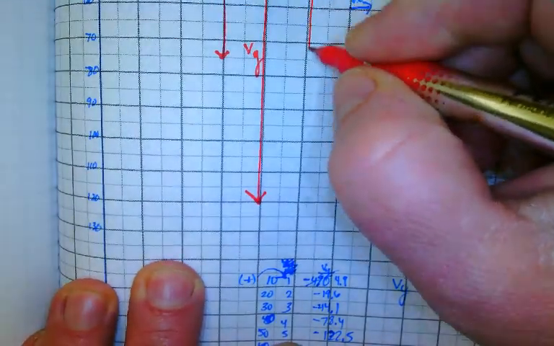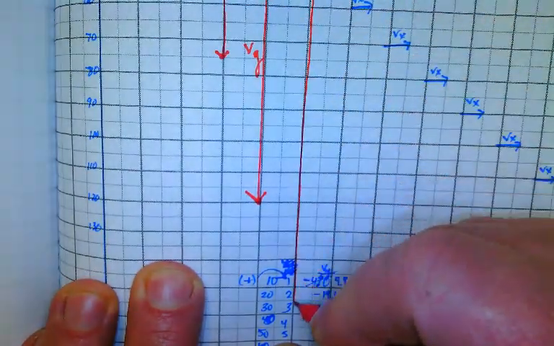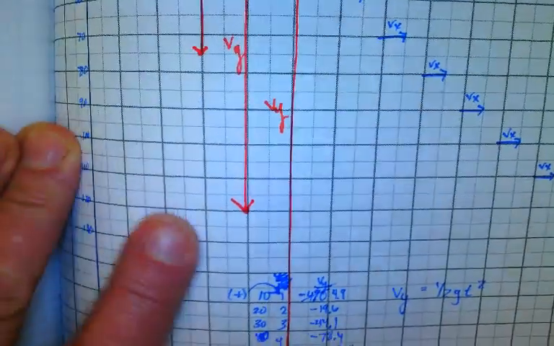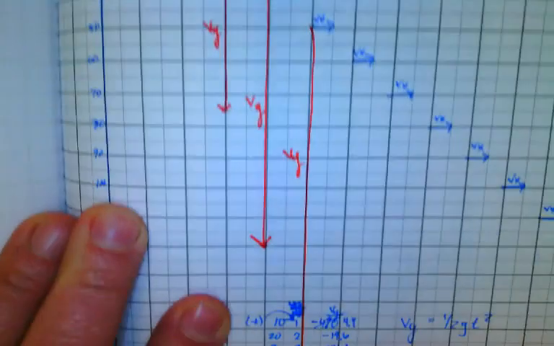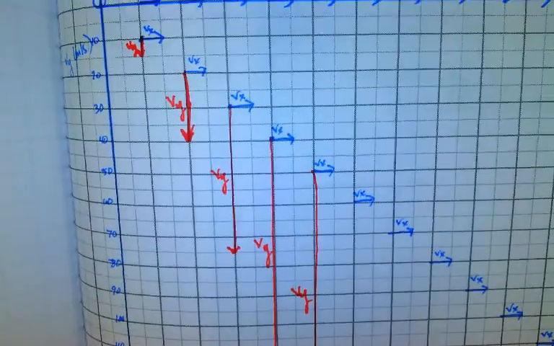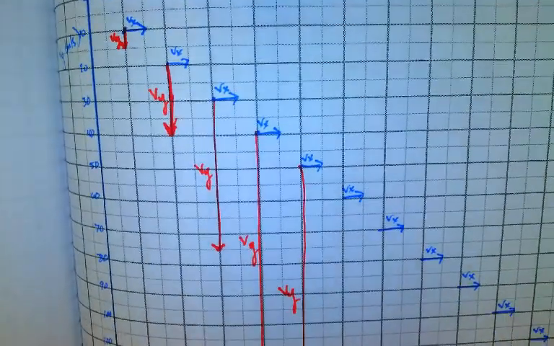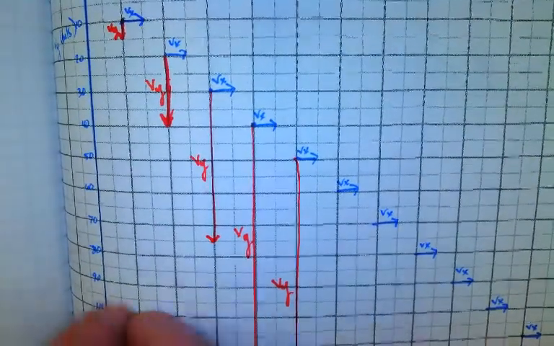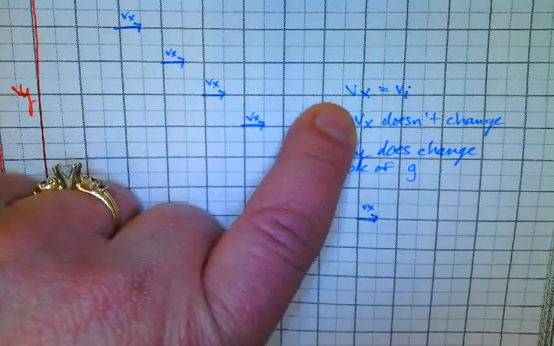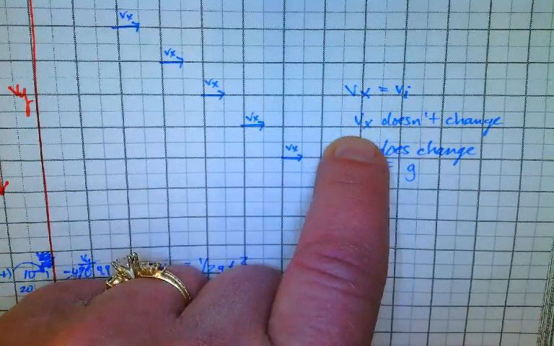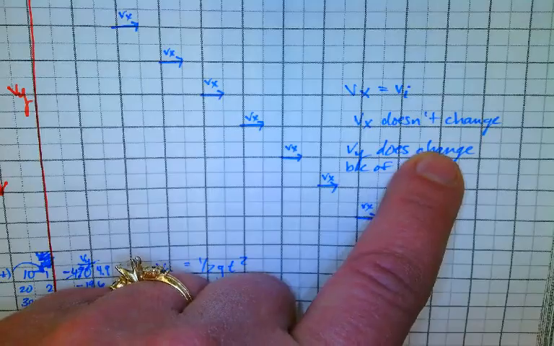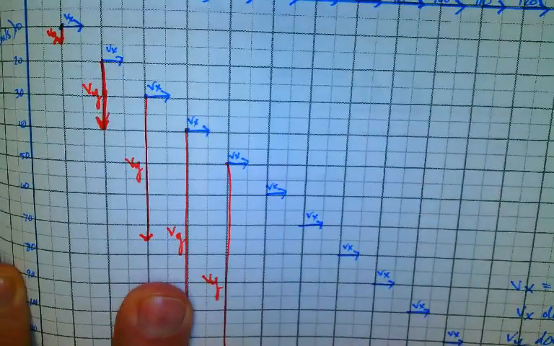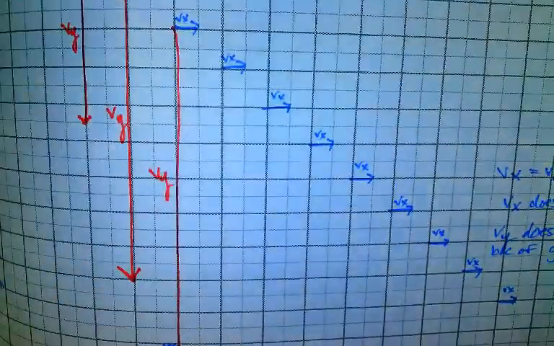Okay. So you just developed a model for a horizontally launched projectile. So what do you notice about this? What are some things that we can write, like rules? So we have rules here. Vx is equal to vi. If Vx doesn't change, Vy changes because of g. What else can we say when we look at this picture?